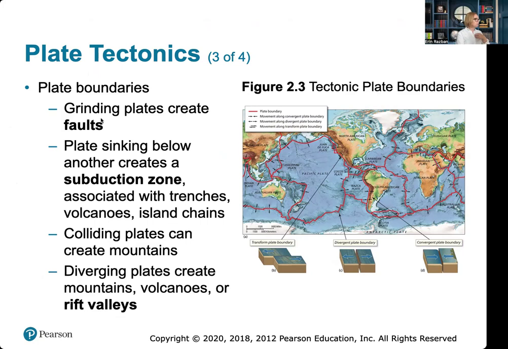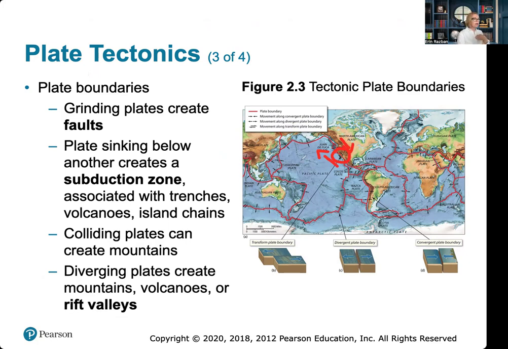I will point out here, I'm going to change my color to a brighter color. Here we have the transform plate where the Pacific plate is moving north and the North American plate is moving south, and they are sliding past one another. These create a lot of strong earthquakes, as we are familiar with.